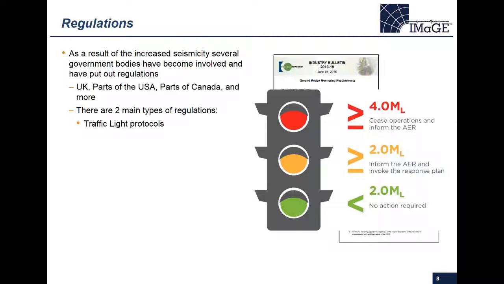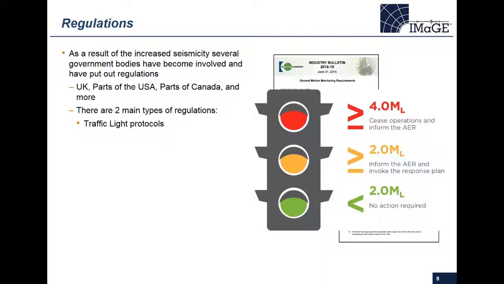So again, this is just an example of a traffic light protocol. There are several areas such as the UK that have implemented them, I know with different magnitude levels for the thresholds, but it's the same general principle. As long as we're seeing small magnitude events, everything's fine and they can proceed as planned. But as they move up into higher ranges, then some response plans need to be initiated. And if they get above a certain magnitude, then everything has to be shut down for a period.